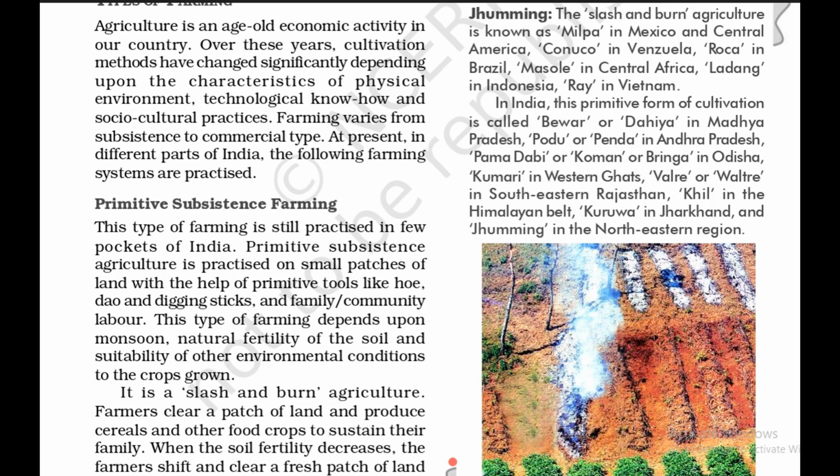At the end of page 1, you can see that it is written, in India, this primitive form of cultivation is called Bewar or Dahiya in Madhya Pradesh, Podu or Penda in Andhra Pradesh, Pamadabi or Koman or Bringa in Odisha, Kumari in Western Ghats, Valre or Valtre in southeastern Rajasthan, Khil in Himalayan belt, Kuruwa in Jharkhand, and Jhuming in the northeastern states.